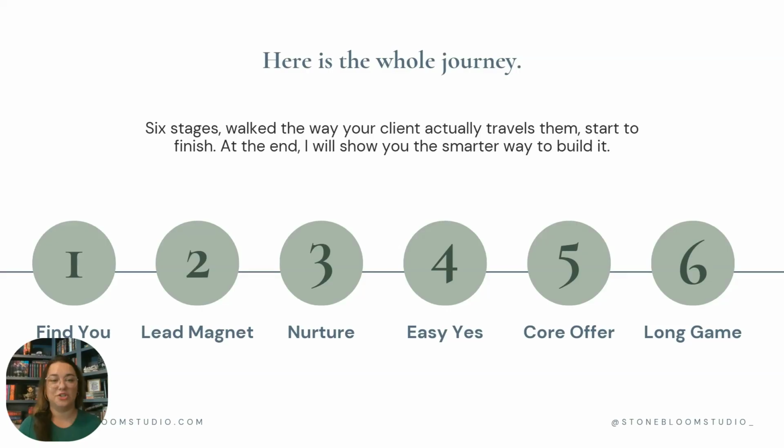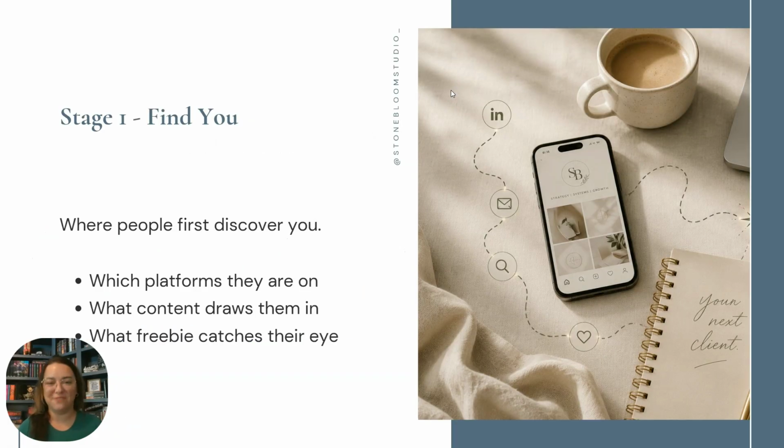Here is what your whole client journey can look like. There are 6 stages. We walk through each of them the way that your actual client travels through them, start to finish. First, they find you. Then there's a lead magnet, a nurture sequence, an easy yes, a core offer, and the long game. If you go through these start to finish, then we will identify the systems that you need to support this journey.